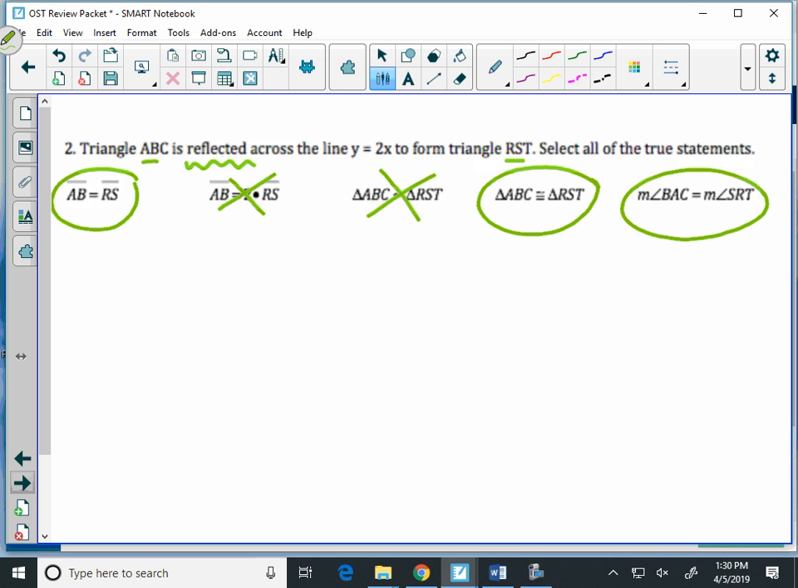Okay? If the directions said we dilated the figure by a scale factor of 2, then yes, we would circle the second one, and we would still circle the last one if it talked about doing a dilation. Okay? But it didn't. So the sides stay the same, the angles stay the same, and the triangles are congruent.